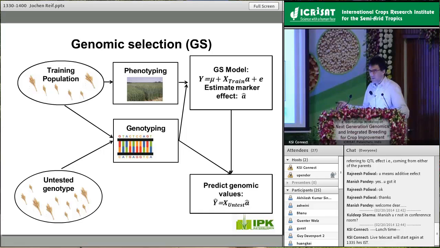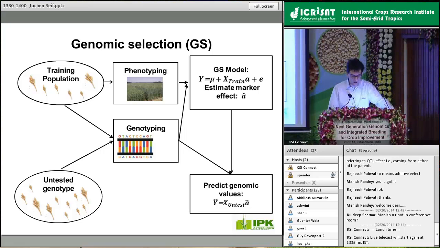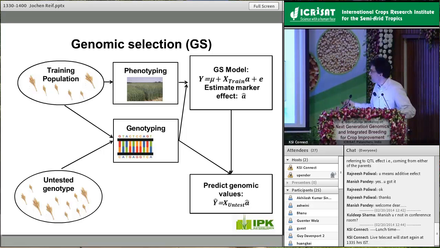So you have a training population. It should be a quite diverse population, and this training population is phenotyped in intensive field trials. You have genotypic data available. You use these two sources of information to train a prediction model. And actually this is important: you don't select markers, but you use nearly all markers to train your prediction models. You come up with a prediction model, and then you have new untested genotypes which are only genotyped, and you predict the values using your calibration model.